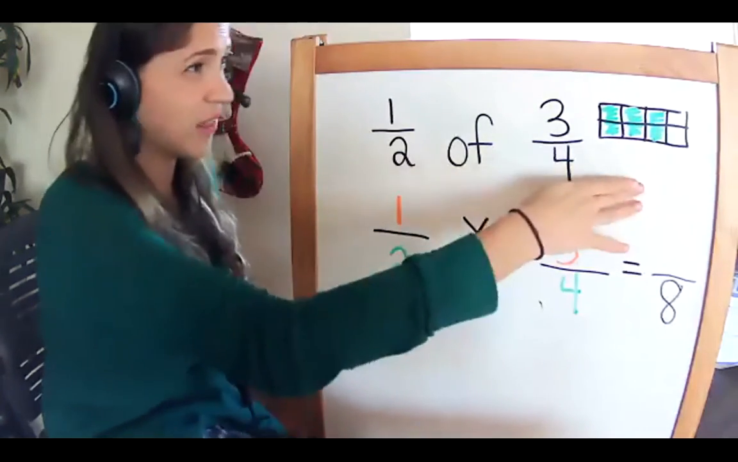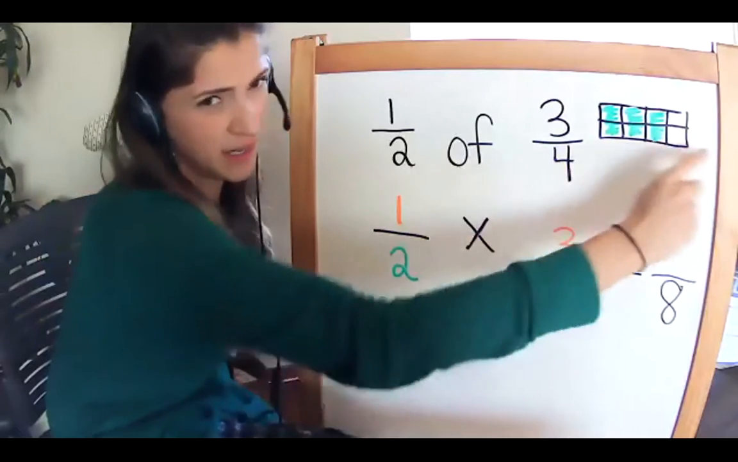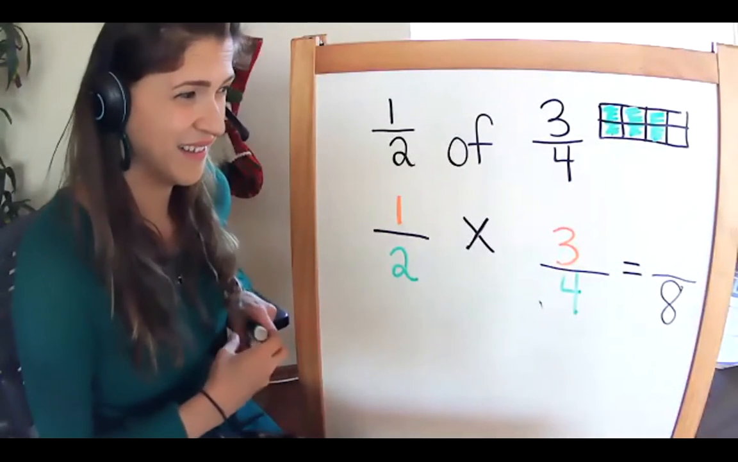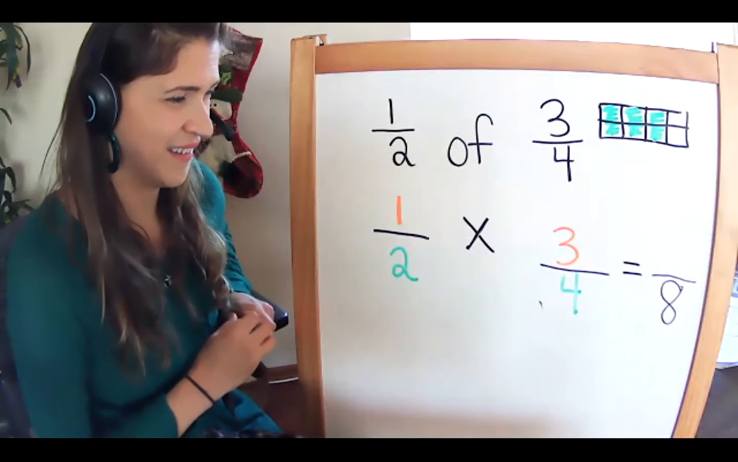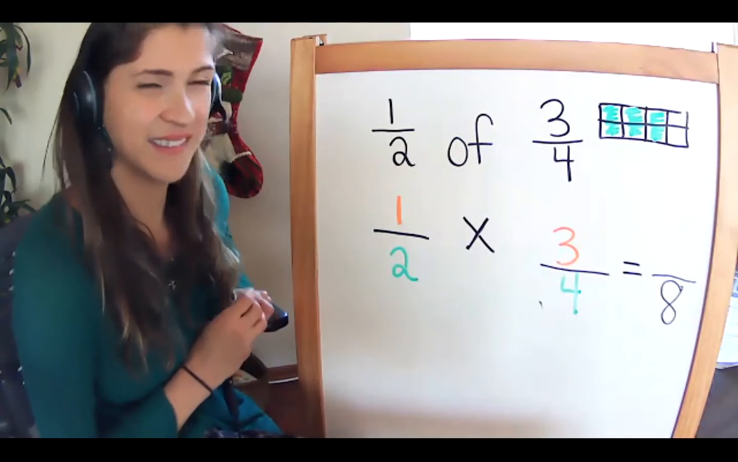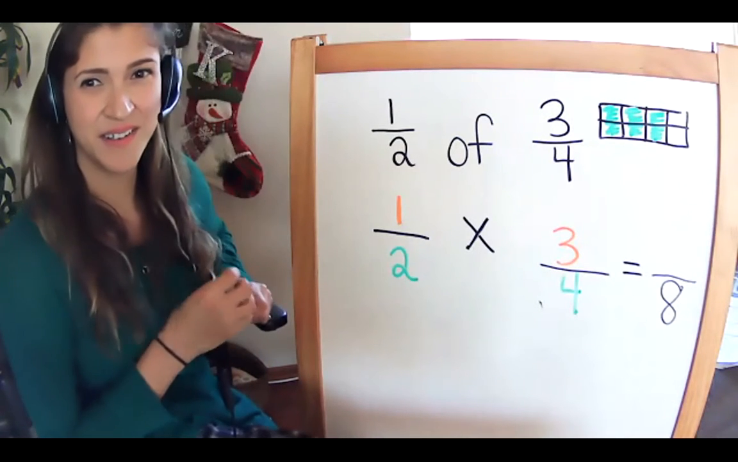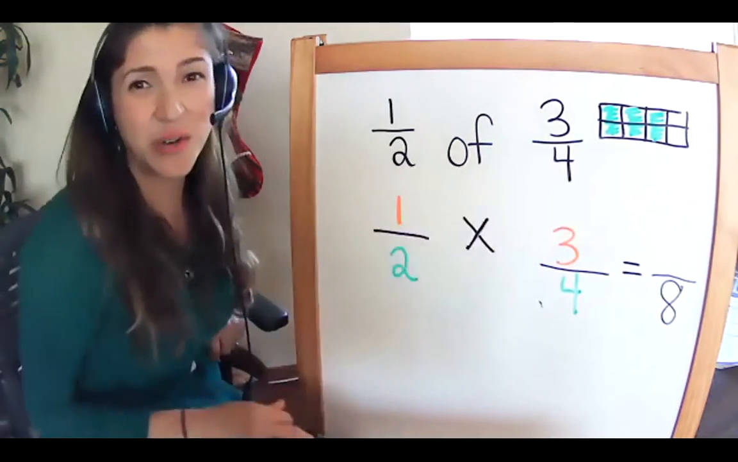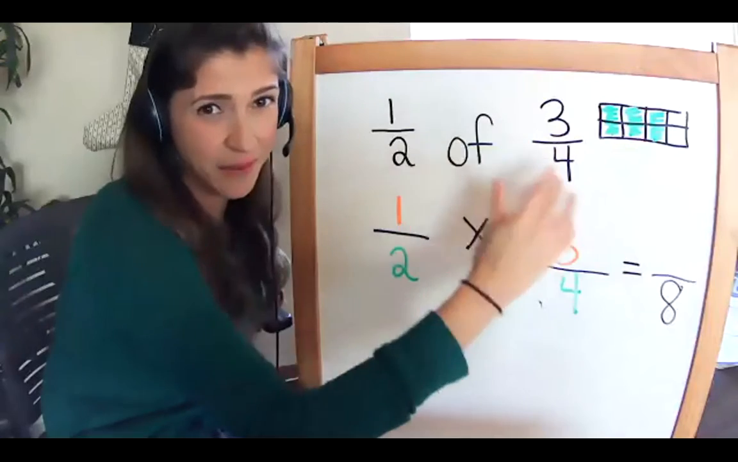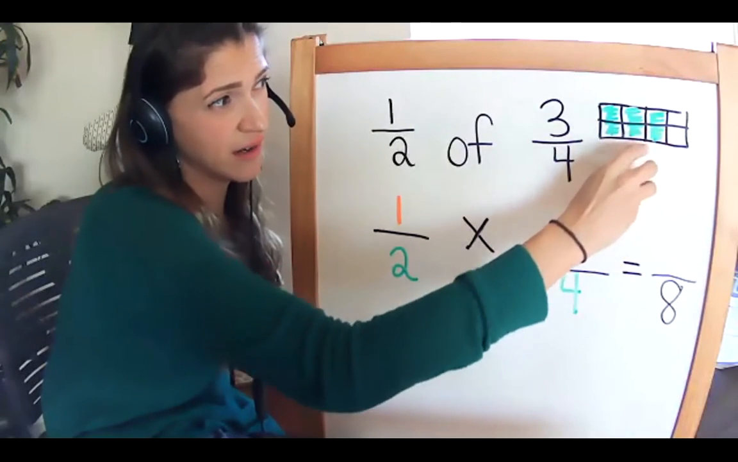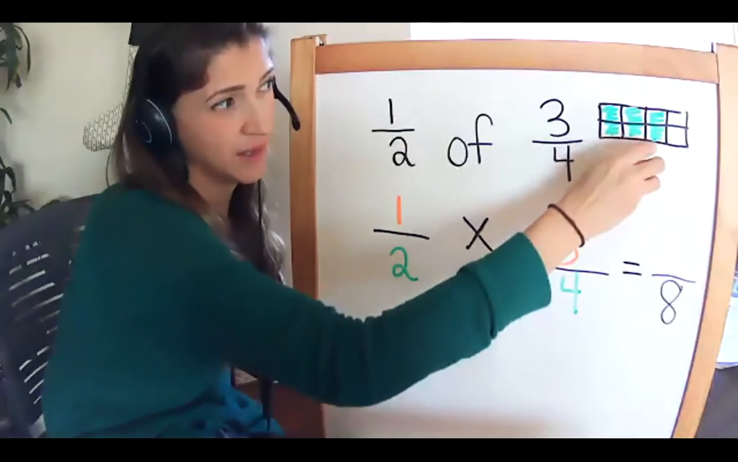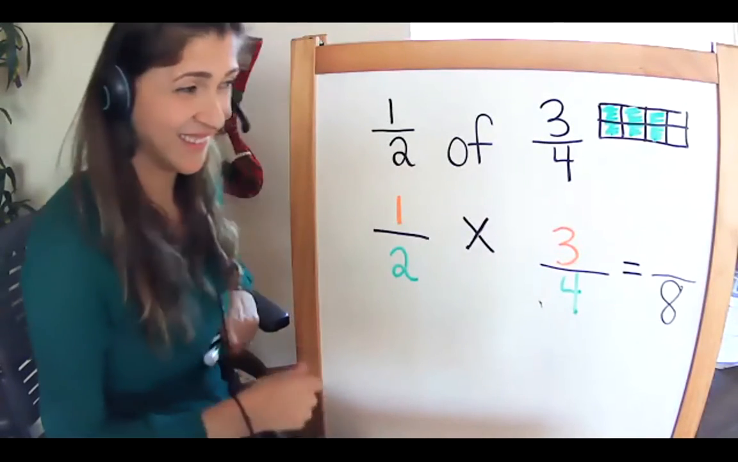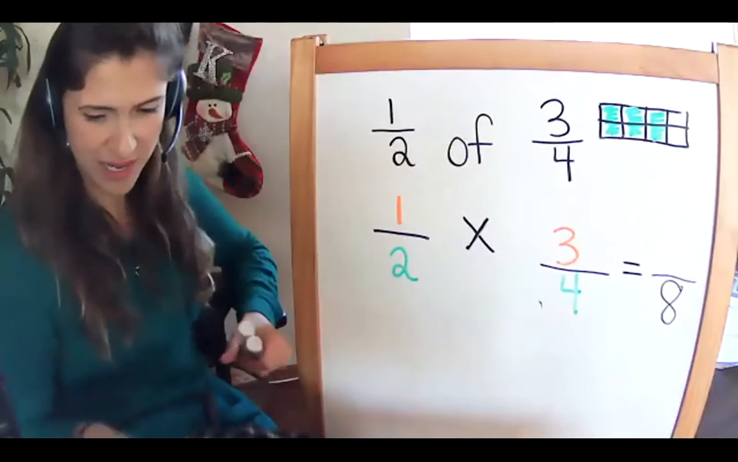So I'm going to take that 3 quarters and I'm going to split it in half. Wait, does that mean you're supposed to multiply the first denominator with the second denominator and the first numerator with the second numerator? Right. So now that I've split it into eighths, how many are colored in? 6. And what is half of that? 3. Half of 6 is 3, yes?